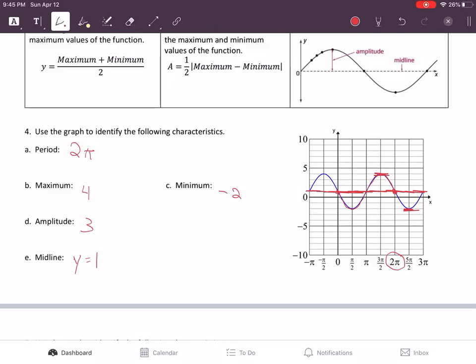Okay, and there's all the different parts of the graph you need to know. Another way you can find the amplitude if you want to is to take the total height of the graph. So from -2 to +4 is 6, a total distance, and then divide that by 2 and you get the amplitude of 3.